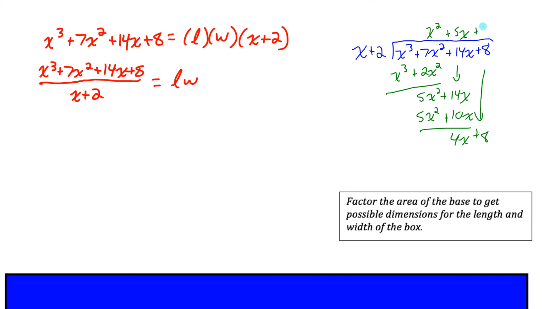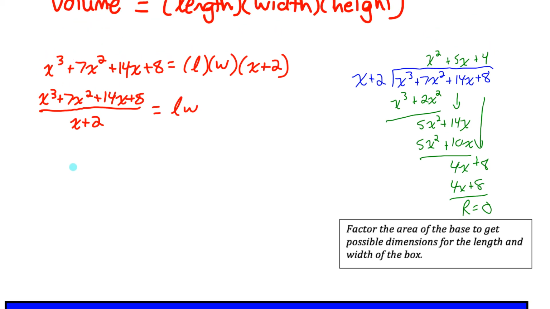4x divided by x is 4. 4 times x plus 2 is 4x plus 8. Hey, good, my remainder is 0. That means that the height divides evenly into the volume. Another way of saying that is the height is a factor of the volume, which will allow me to express the volume in factored form perfectly.